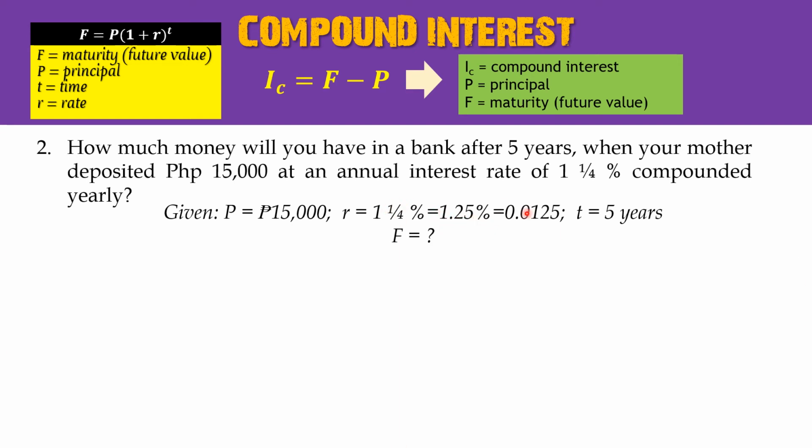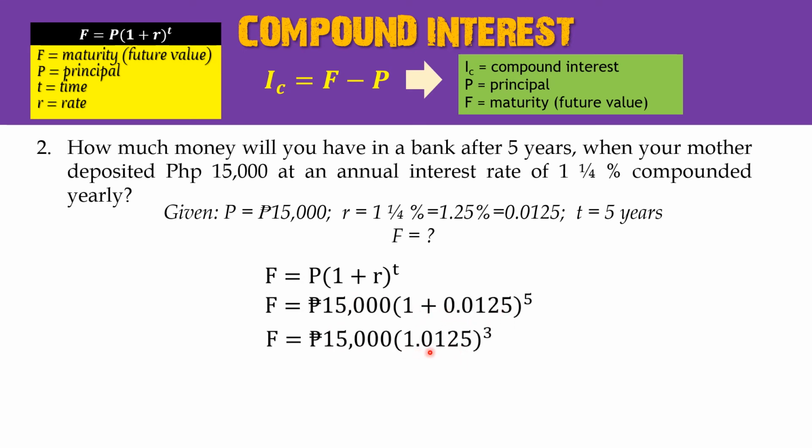Then, gawin natin siyang decimal. Move lang natin ang decimal point 2 places going to the left. So that is 0.0125. The time is 5 years. And the unknown is the future value. Using the formula, F is equal to this one. Then plug in lang natin ang values. Okay, and then add natin yung dalawa. So that is 1.0125. Ito yung complete value niya.